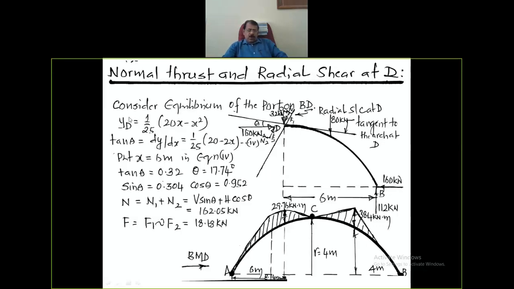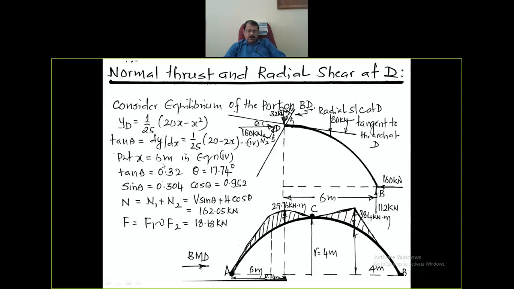Now we know that the ordinate equation at D is given by yd is equal to 1 by 25 into 20x minus x squared for parabolic arch. Now differentiate this equation with respect to x, that is given by tan theta is equal to dy by dx, that is equal to 1 by 25 into 20 minus 2x. Call this as equation number 4. In order to calculate the value of the slope at D, we know that the position of D is at a distance of 6 meter from the point B.